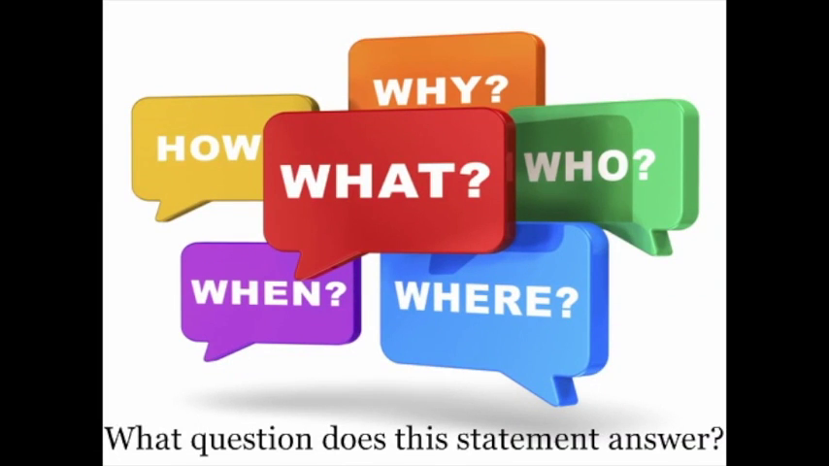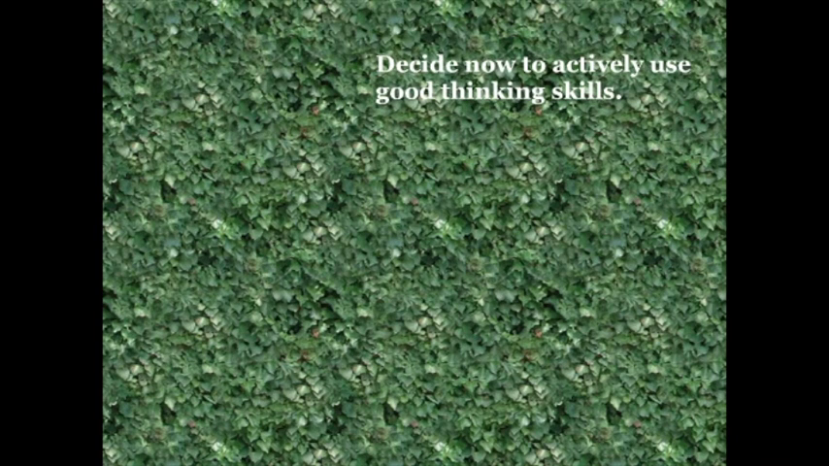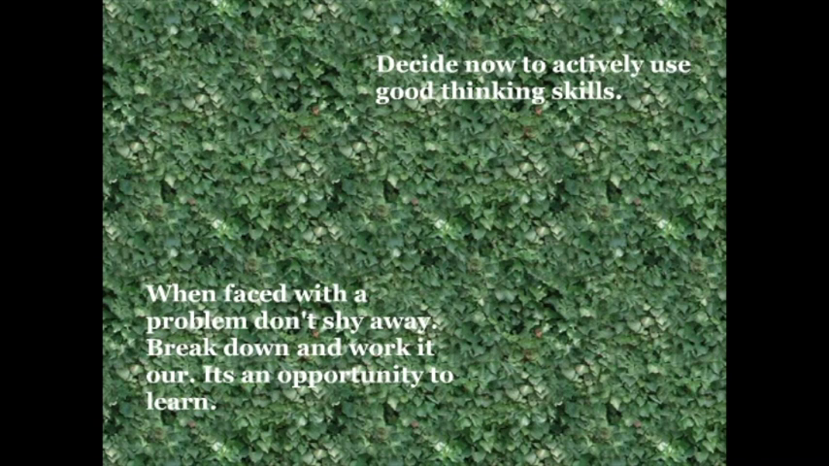One final way to use questions to think critically is to ask questions about the material you are exposed to. By using the interrogative words who, what, when, where, why, and how, you can often determine the most relevant concepts in the material. It is also important to remember that a declarative statement is an answer to a question. So as you come across these ideas, whether you're reading or as presented in class, ask yourself, what question does this statement answer? I hope that you will now decide to actively use good thinking skills, and always remember that encountering a problem is just an opportunity to learn.